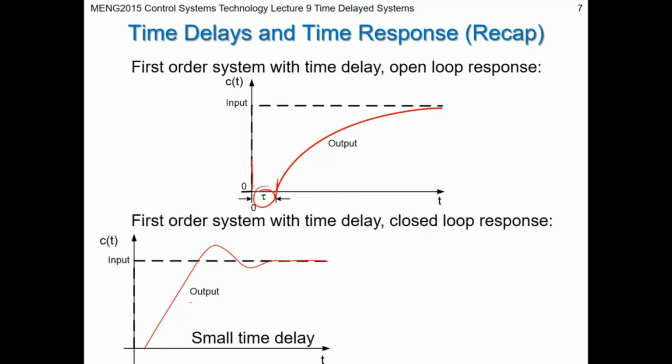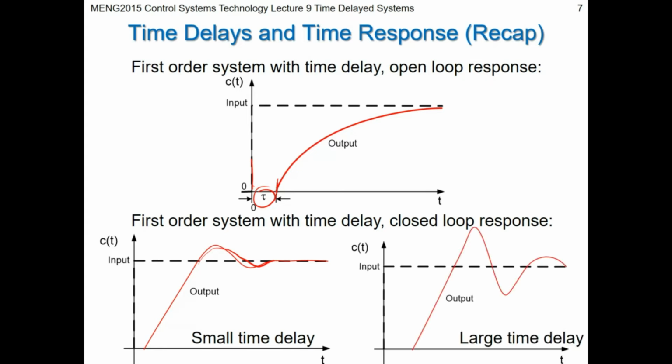If we introduce a closed loop response, we're going to find that you get a slight degradation in stability, so you get a faster response to the input, but you get this overshoot and settling time if you have a small time delay. And if you have a large time delay, that's just going to amplify the overshoot and settling time, right? So that's the effect of this pure time lag on a system when it's running closed loop.